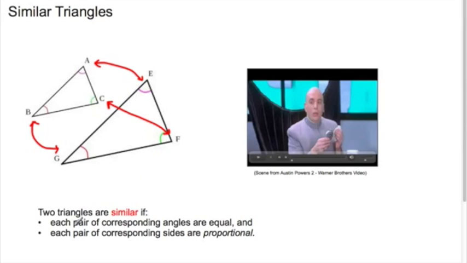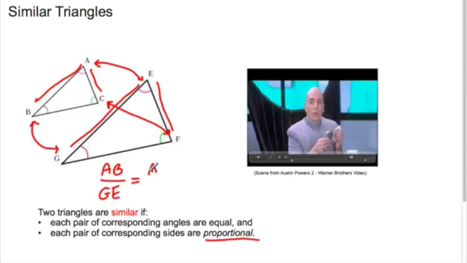So also what that'll tell us is that each pair of corresponding sides are proportional. So proportional is a different word. Here what I'm going to do is focus on the side length of AB and the side length GE. If I take AB divided by GE, I will get the ratio between the two side lengths. That ratio is going to be the same as the ratio between AC and EF. And that ratio is going to be the same as BC to GF.